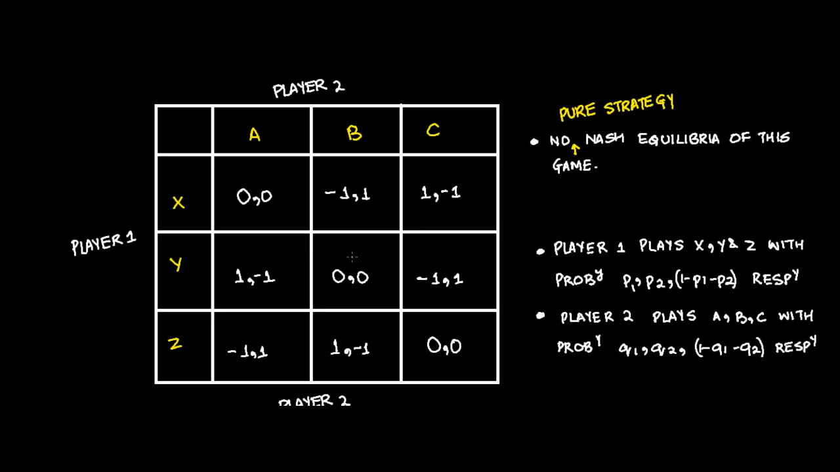Well, this is a classic example of rock, paper, scissors. So there are two players, player 1 and player 2. Player 1 is playing X, Y, Z, and player 2 could play A, B, and C. These are the different payoffs of this game. As you could see, this is like a zero-sum game.